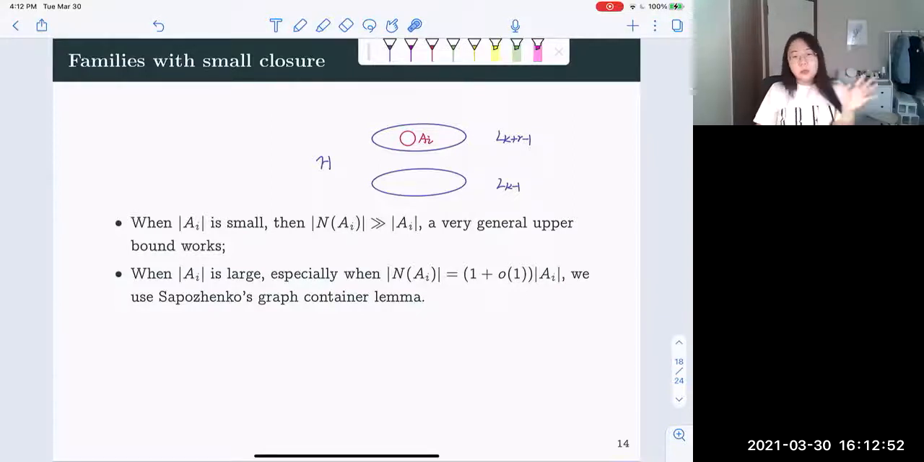Basically, we just use the number of choices for two-link sets, which is quite a general upper bound. The difficulty is really when A_i is large, especially when the size of the neighborhood could be as large as A_i itself. Now we don't get a lot of saving from the neighborhood, so the comparison becomes very subtle. We have to be very careful on the choice of A_i, and this is where we're going to use Sapozhenko's graph container lemma.